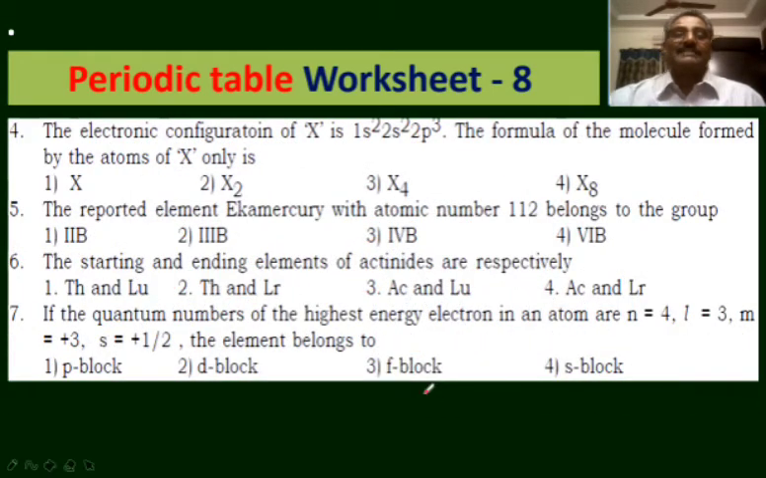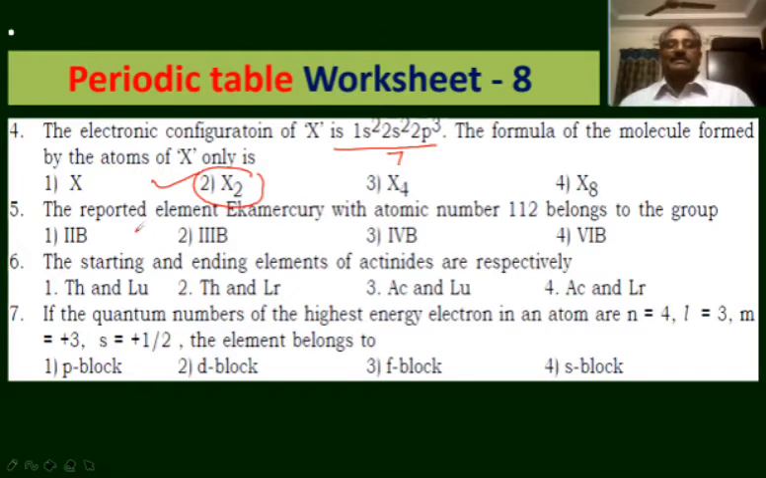Next question, the fourth question. The electronic configuration of X is 1s2, 2s2, 2p3. That is, the atomic number is 7. The element is nitrogen. The formula of the molecule formed by the atoms of X only is N2, that is X2. So the second option is the right option.